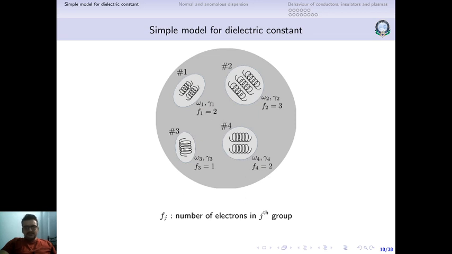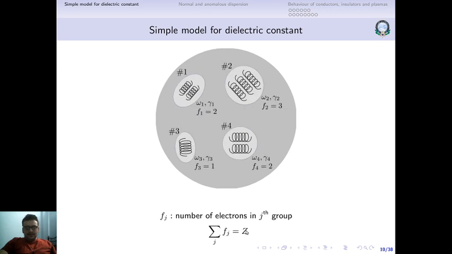So in case of group 1, F1 is 2, F2 is 3, F3 is 1, and F4 is 2. Now if I add all of them, 2 plus 3 plus 1 plus 2, that gives us the number of electrons inside the molecule, which we have already defined as Z. So Z is equal to the sum F1 plus F2 plus F3 plus F4. In other words, the summation of these Fj's gives us Z.